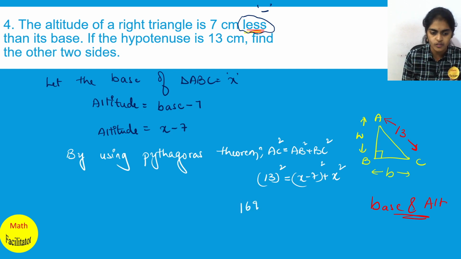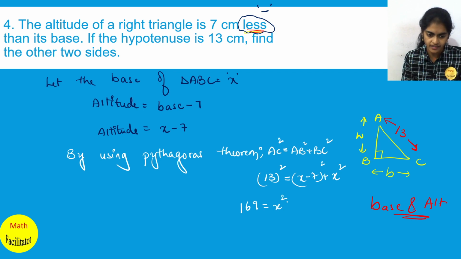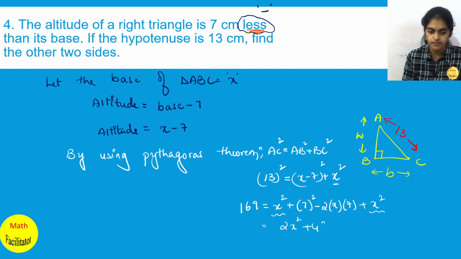So 13 square is 169 equals x minus 7 whole square. (a minus b) whole square is a square plus b square minus 2ab. And you have one more plus x square. Let us write it here. So that is equal to x square plus x square is 2x square, plus 7 square is 49, minus 2 sevens are 14, so I have 14x.